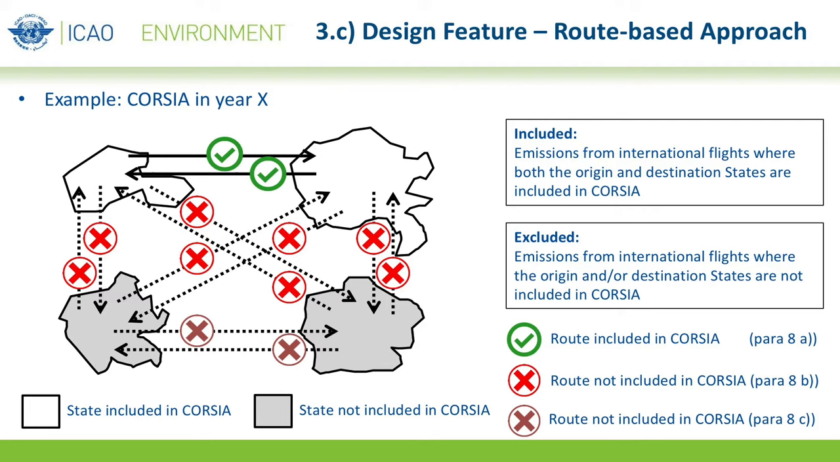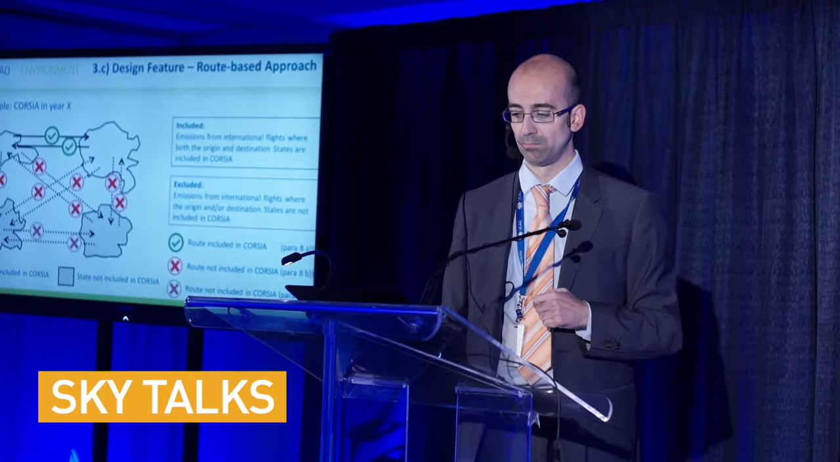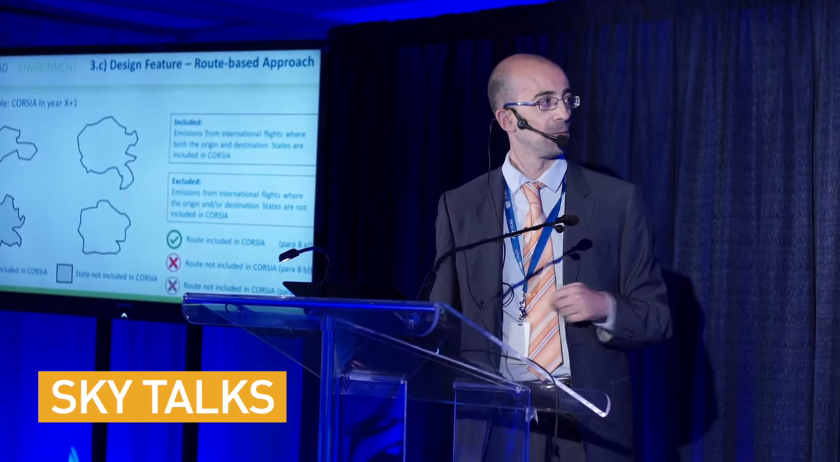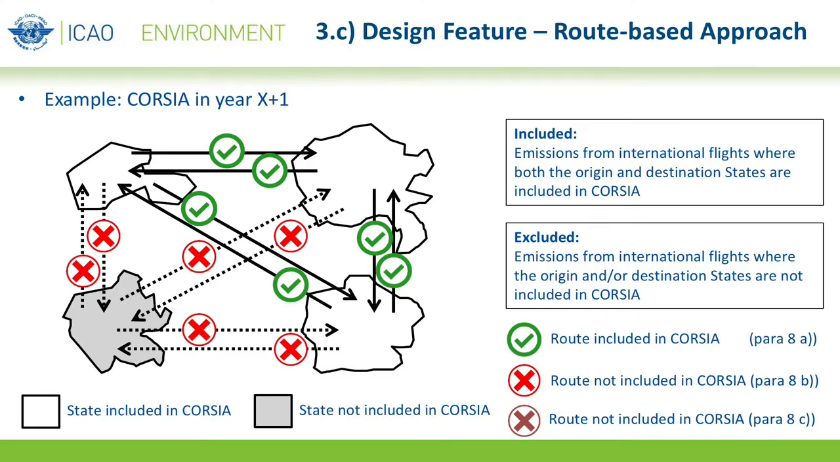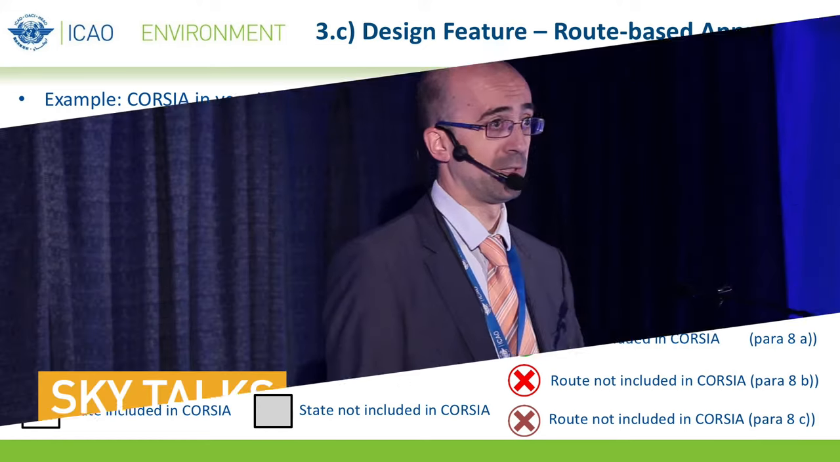But what happens if the following year, one of the two states initially not participating in the scheme decides to voluntarily participate? This is the scenario that we have in the following slide. Well, the approach remains the same, but of course, the routes that are included in the CORSIA are now slightly more. Again, those routes linking states participating in the CORSIA are included in the scheme. And the routes between the states participating in the CORSIA and the state which still is not participating in the CORSIA are excluded from the scheme.